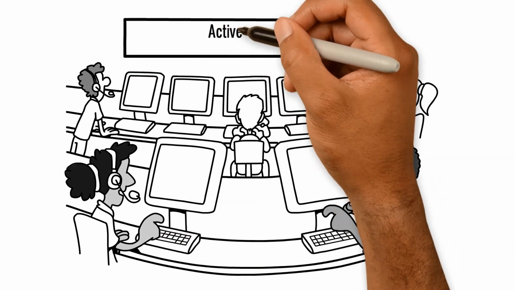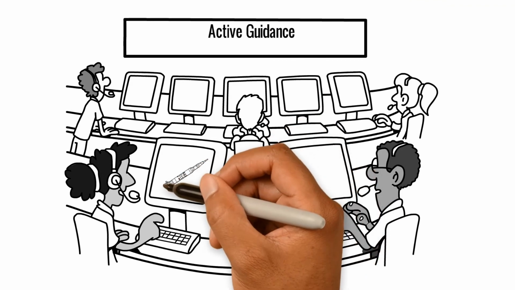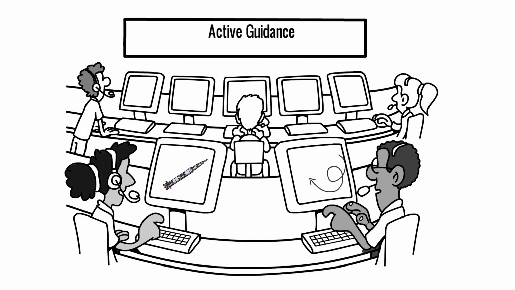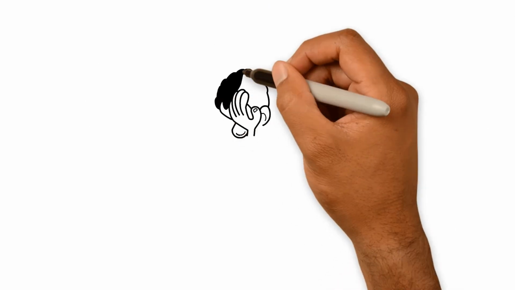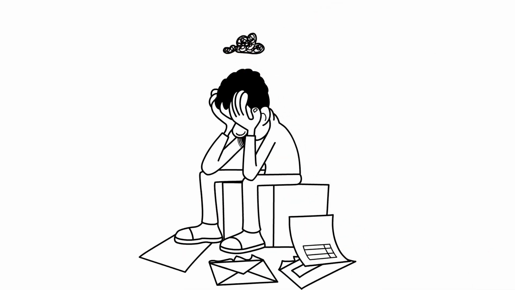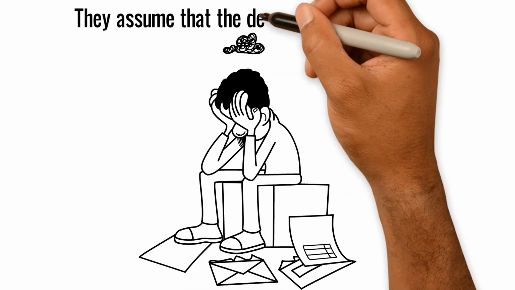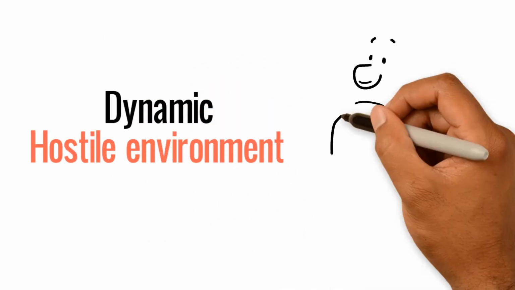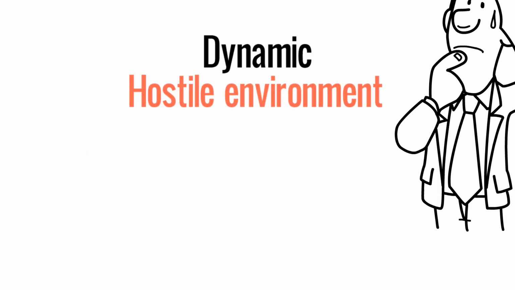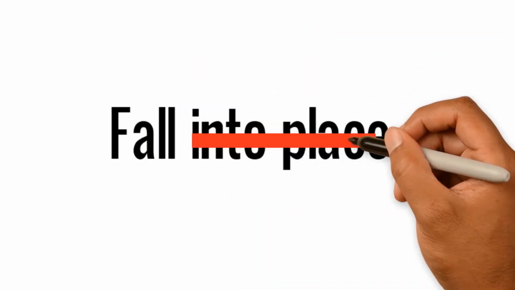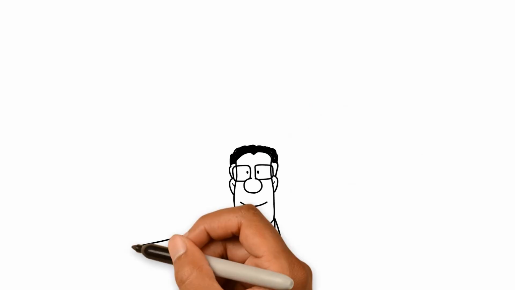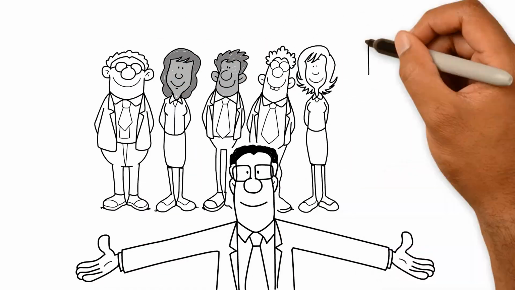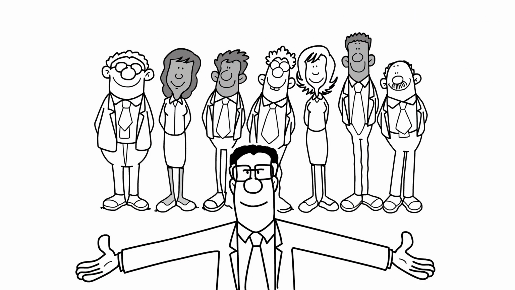In rockets it's called active guidance, a constant cycle of checks and adjustments that keeps the craft on course. Manage is about providing the structure and accountability needed to stay on course. Many visionary leaders fail because they think their role ends at launch. They assume that the details will fall into place. But in a dynamic and hostile environment, this is often a very costly assumption. Rather than falling into place, things tend to simply fall apart. Learning how to provide oversight and manage well is essential to leading people successfully.